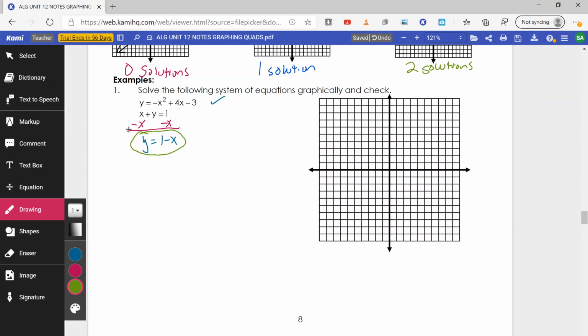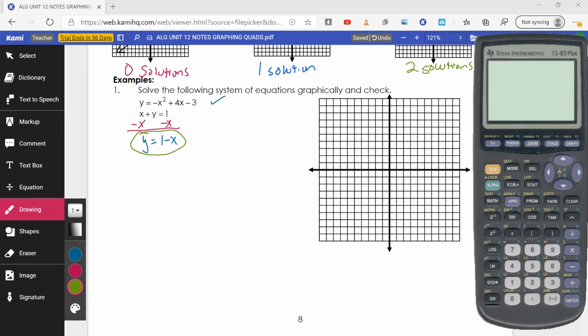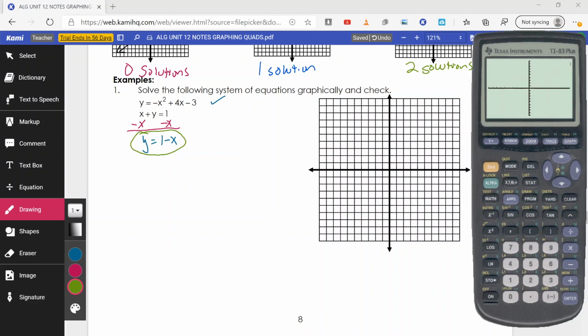So what we want to do now is we want to graph it. By going to y equals, we can plug in our quadratic equation, negative x squared plus 4x minus 3. We're going to go to the table. Again, we can look at the graph. It's going to show us what the graph looks like, but it doesn't give us any points.